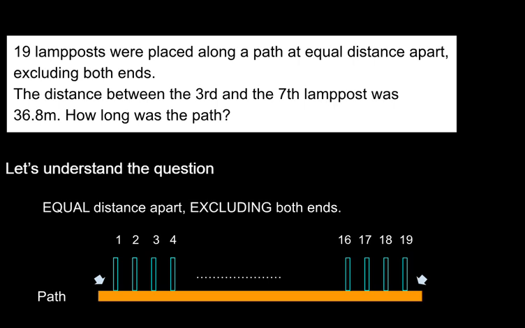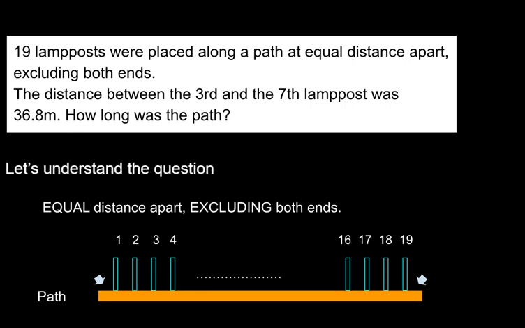Hi, let's look at this question together. 19 lampposts were placed along a path at equal distance apart, excluding both ends. The distance between the third and the seventh lamppost was 36.8 meters. How long was the path?